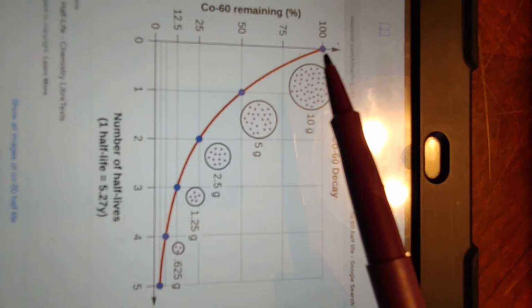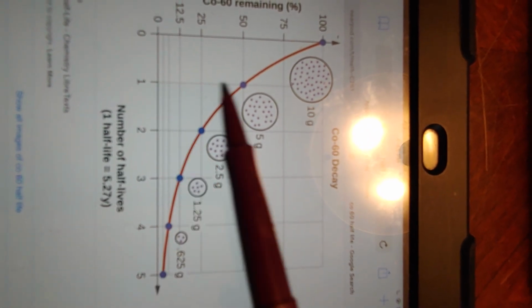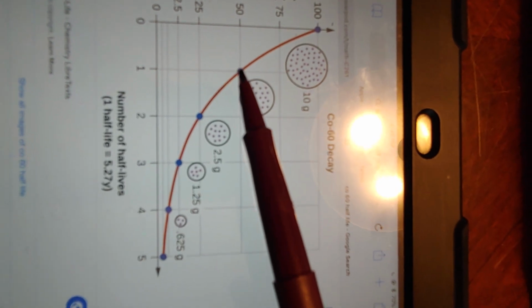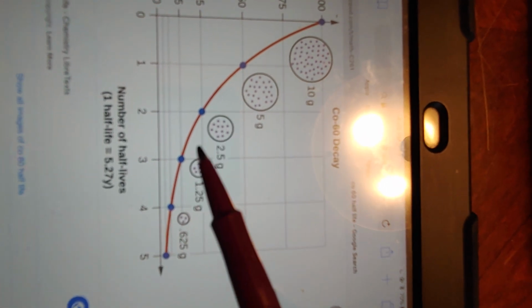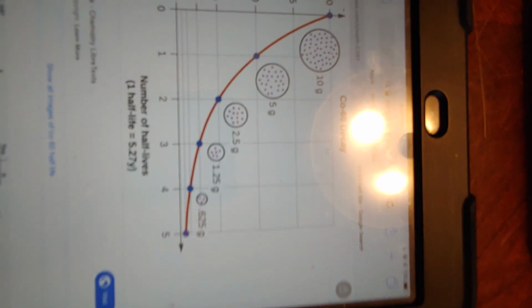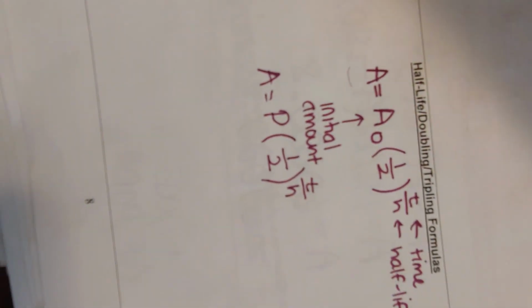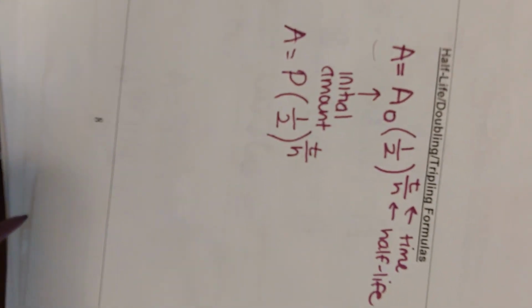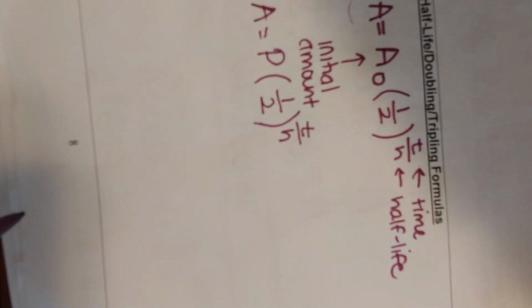If you notice, 100% of the element will exist at the first exposure. And then after one half-life, so after 5.27 years, you'll have half of the element. And then after another 5.27 years, you'll have half of that half. And the element will just keep taking half of the existing amount. So when we're talking about a half-life of an element, we can figure out how much of the element would still exist after a certain amount of time. So let's flip over to page 9 and look at the first question.